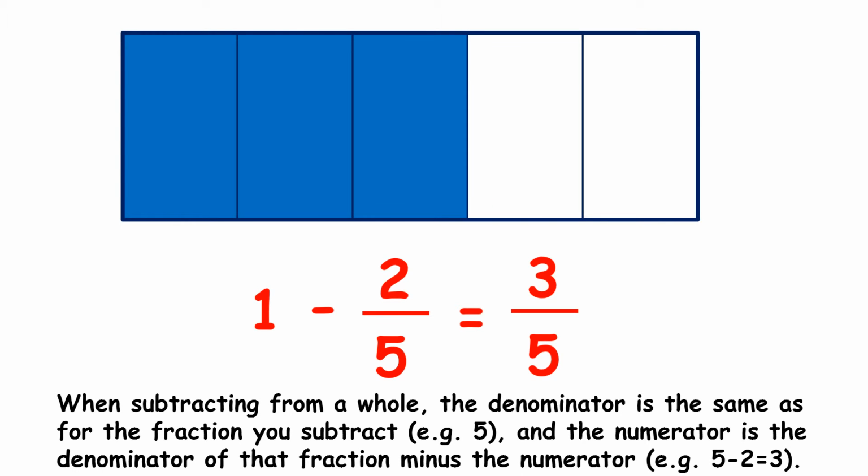So when subtracting a fraction from 1, the denominator is the same as it is for the fraction you subtract. So here, the denominator of our answer is 5, because that's the denominator of the fraction which we've taken away. And the numerator is the denominator of that fraction minus the numerator of the fraction that you've taken away. So 5 minus 2 is 3, and that's why we have 3/5.